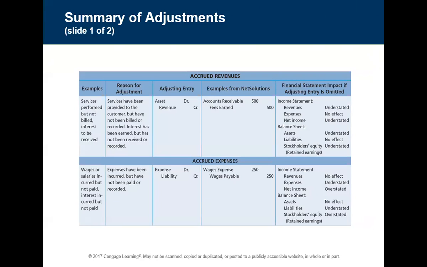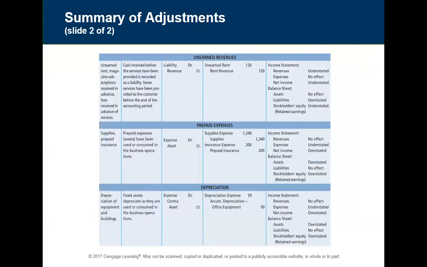Okay, so those are accrued revenues and expenses. They also have the deferred revenues and expenses and depreciation. So all 5 of them are there in the PowerPoint. Print those 2 pages off.